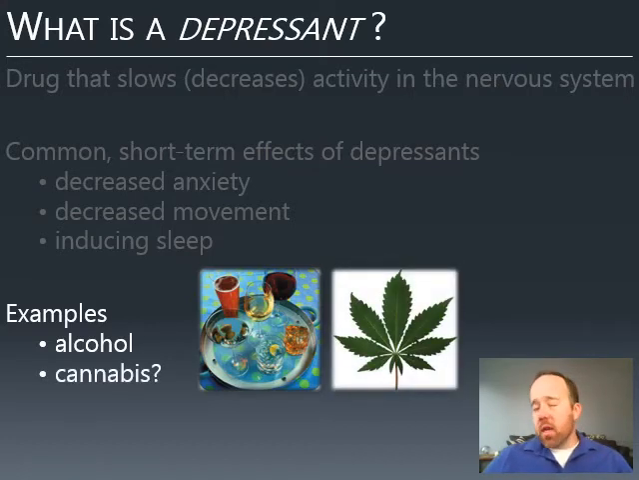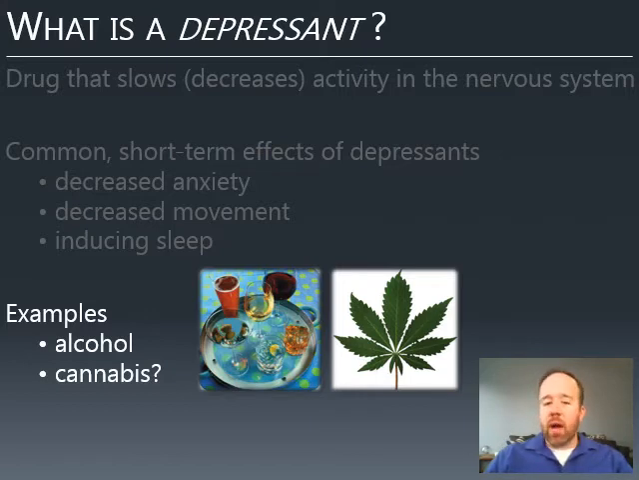Cannabis is sometimes classified as a depressant, oftentimes not. So cannabis in smaller doses can have depressant-like effects, but it has multiple effects at once, and some of those are not decreasing activity in the nervous system. In sufficient quantities, cannabis can actually be a hallucinogen.